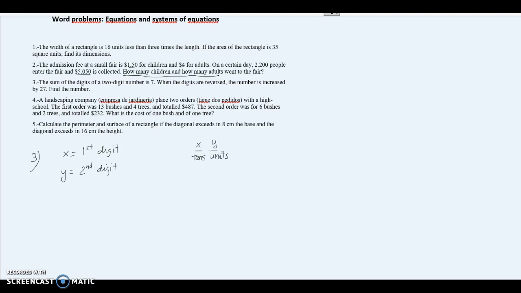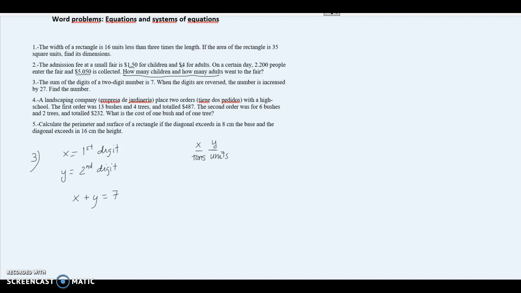Okay, if we have more digits, the next one will be the hundreds, the thousands. So according to the problem, the sum of the digits is 7. So we can now write the first equation: x plus y equals 7.